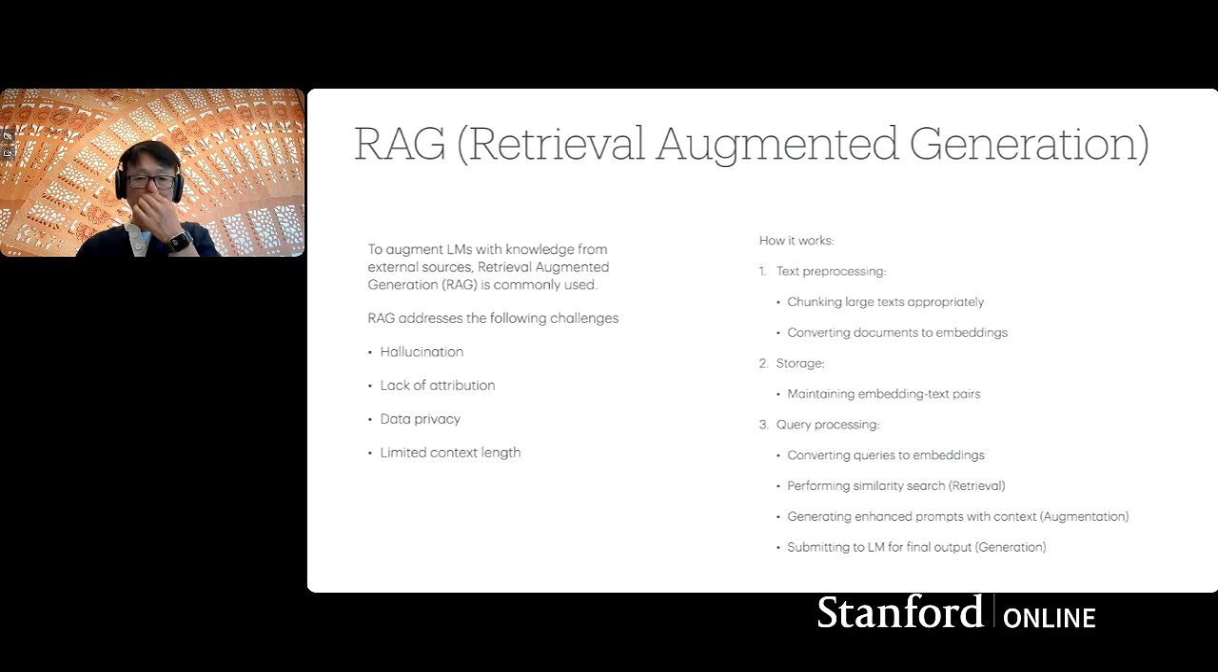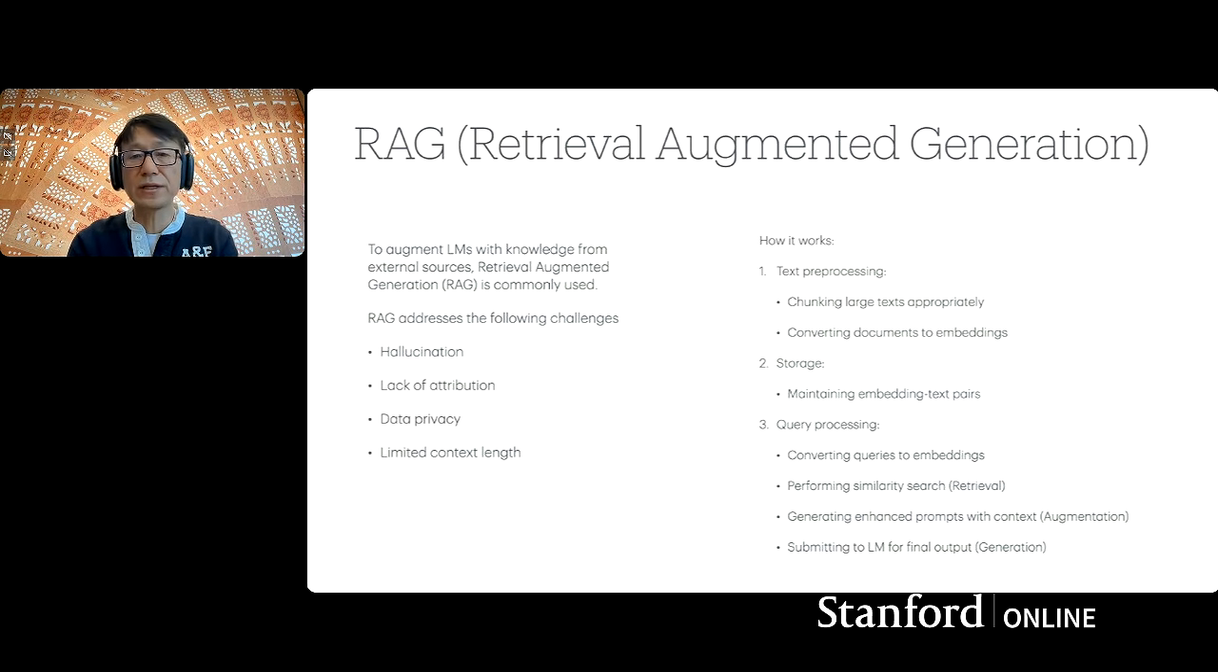So how it works is you could pre-index your own data set or your own text by turning them into smaller chunks of text, and then convert them into embedding space using an embedding model, and then stage them as part of your database or vector database.